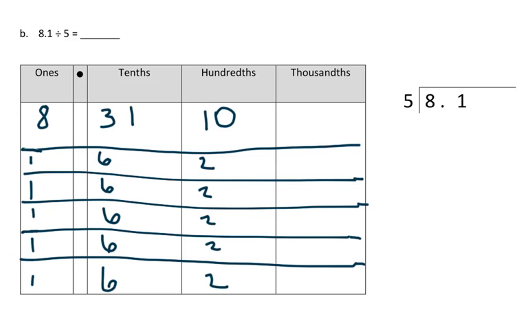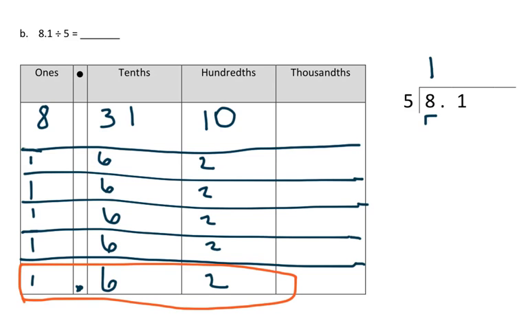Okay, so again, my answer is going to be right here, and my decimal point right here. Okay, so doing this on the standard algorithm, I have 8 divided by 5, and I have 1. 1 times 5 is 5. Okay, and I have 3 remaining. It's the same as I have my 3. I moved my 3 over here, so now I have 31/10. So I'm going to move my 1 down here.